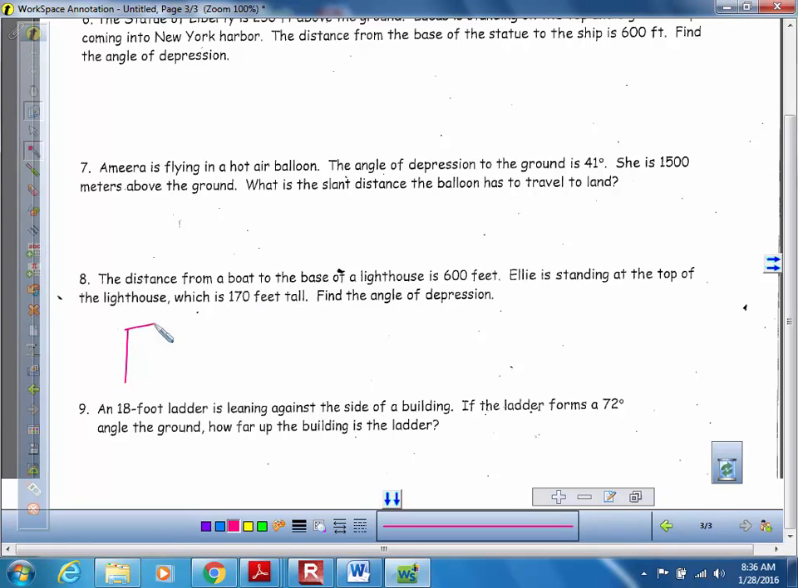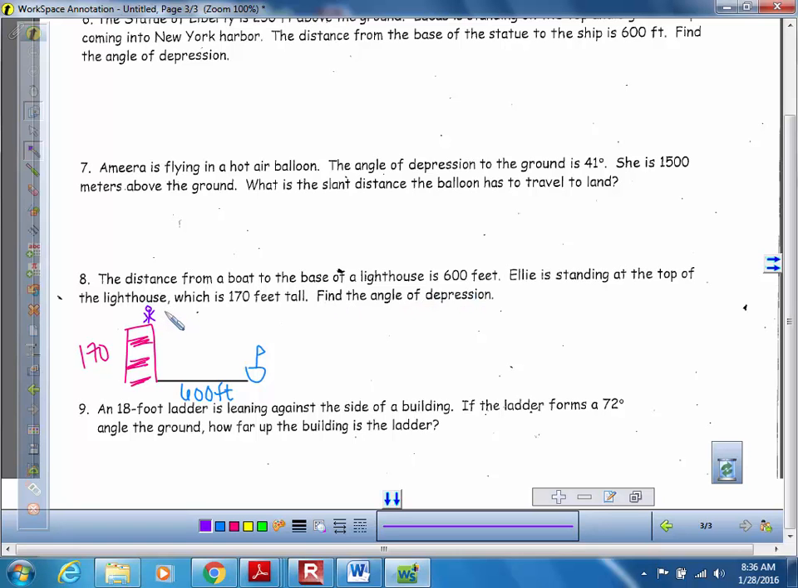So we have our lighthouse here. I know it's 170 feet tall. The distance from a boat to the base of the lighthouse is 600 feet. So the base is this bottom piece right here. And there's a boat that is 600 feet from there. So let me draw my boat. And they tell me Ellie is standing at the top, so Ellie's up here. Find the angle of depression.